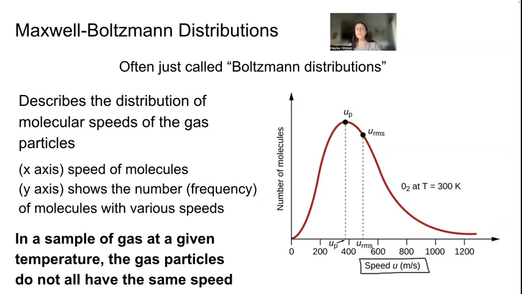The number of molecules at different speeds is shown here in this graph. And what we're able to say is that in a sample of a gas at a given temperature, our gas particles do not all have the same speed.